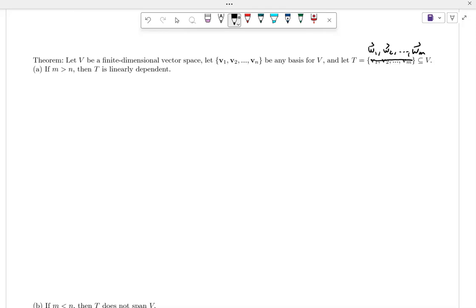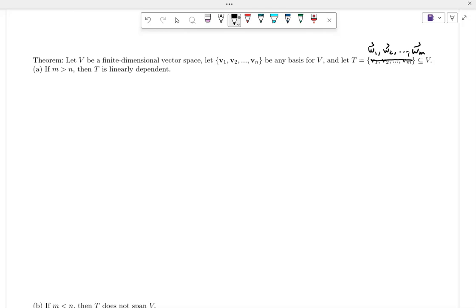If M is bigger than N, am I going to have a square matrix? No. Which is going to be bigger, the number of columns or the number of rows? If M is bigger than N, number of columns, right? So if I row reduce, can you get a pivot in every column? No. Right? So it can't be linearly independent.